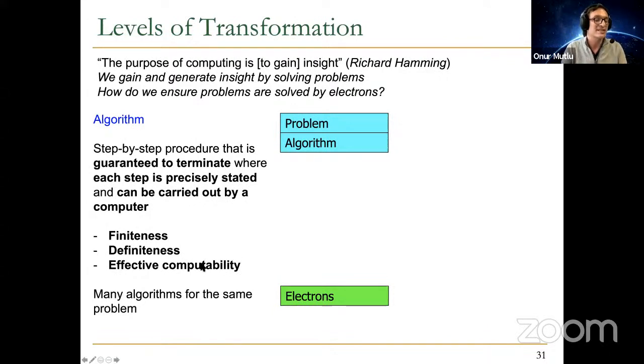For example, if one of the steps involves going from here to Stadelhofen, I have to jump over a building, that's not going to work, right? Because I am not capable of executing that step as being a computer, right? So that's an example of effective computability.